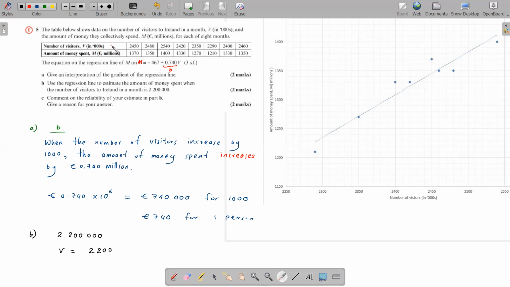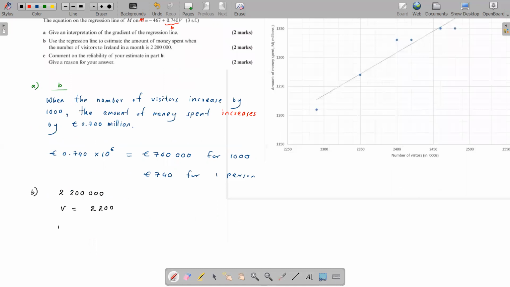Okay, it's supposed to be in 1,000. So you remove 3 zeros. So you just divide by 1,000 and that gives you the input. Now use that input, because they're asking you to actually find the number of visitors. Use the regression line. That's asking you to use this line to estimate the amount of money. You have to get the M value, the Y value in other words. So use the regression line.